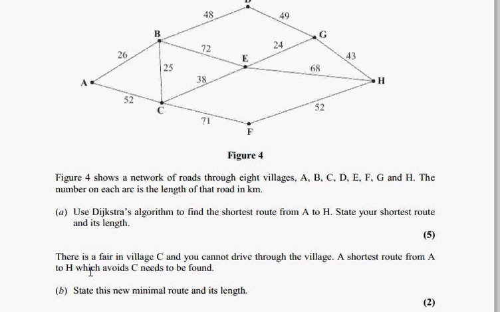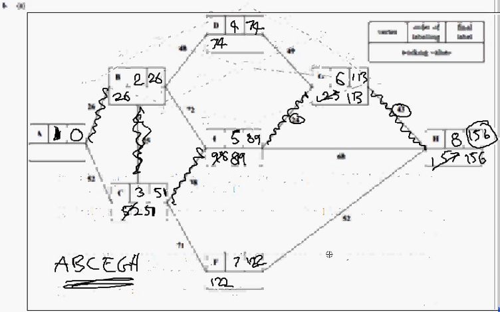Let's have a look at part B of this question. So you've done the hard work, 5 marks in the bag, and then it says there's a fair in village C, so you cannot drive through the village. So we now need to find a new shortest route avoiding C. State this new minimal route, so find the route and its length. Okay, let's go back to our workings.